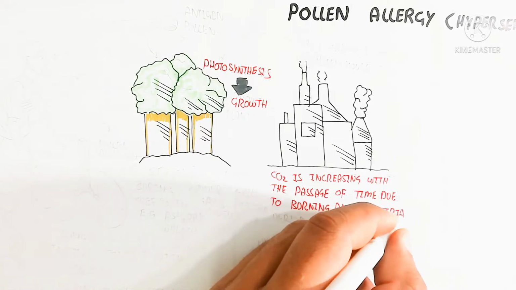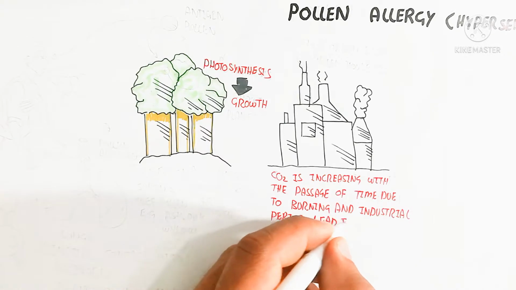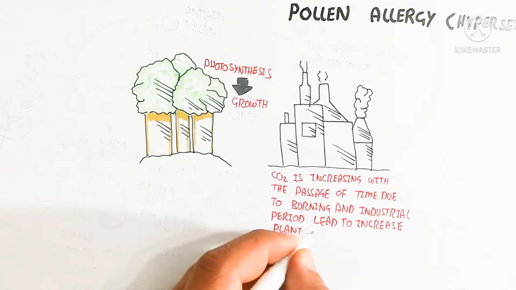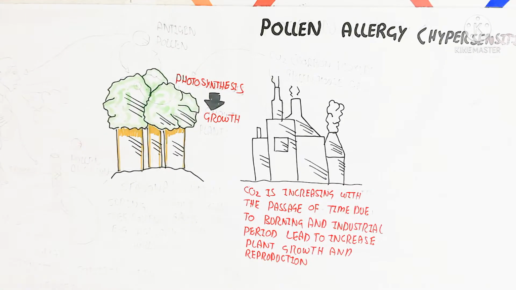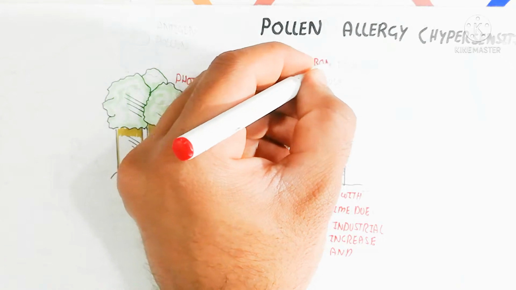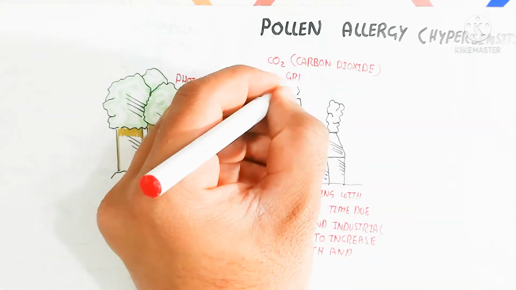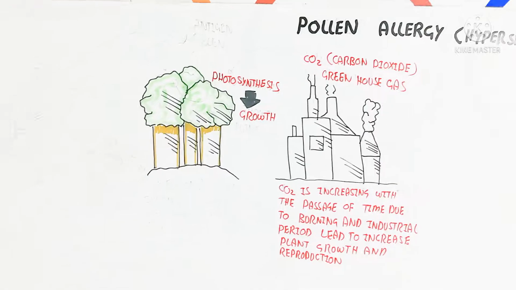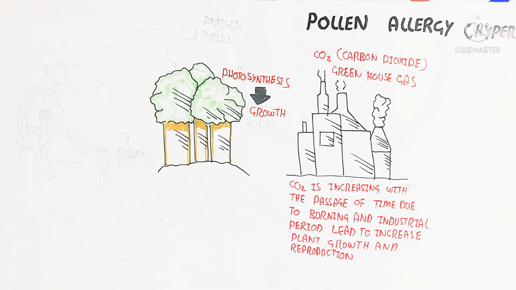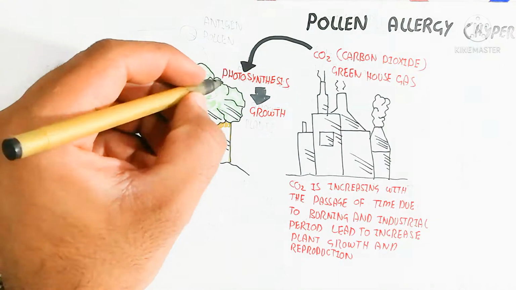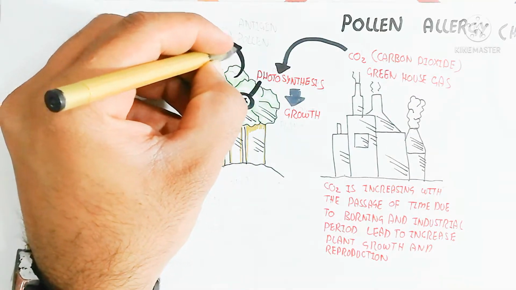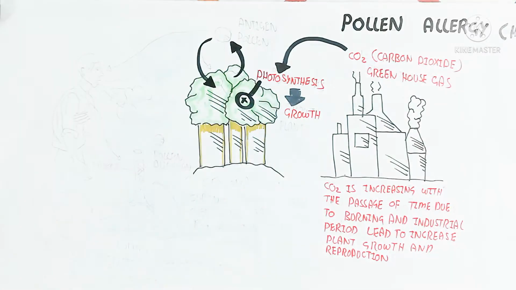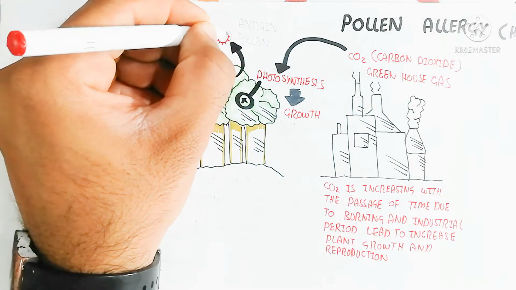The carbon dioxide increases with the passage of time due to burning and the industrial period, which leads to increased plant growth and reproduction. Why? Because more carbon dioxide leads to more photosynthesis, producing more plants. Carbon dioxide is the greenhouse gas which traps the sunlight, and in the presence of water and chlorophyll it is used for photosynthesis to increase the growth of plants, leading to increased reproduction. In this way, reproduction requires the pollen grain.